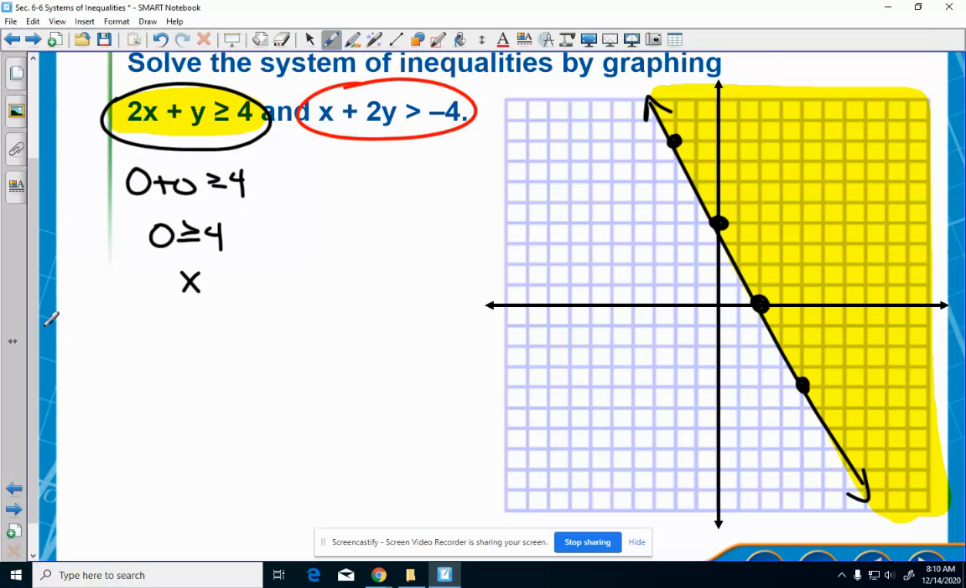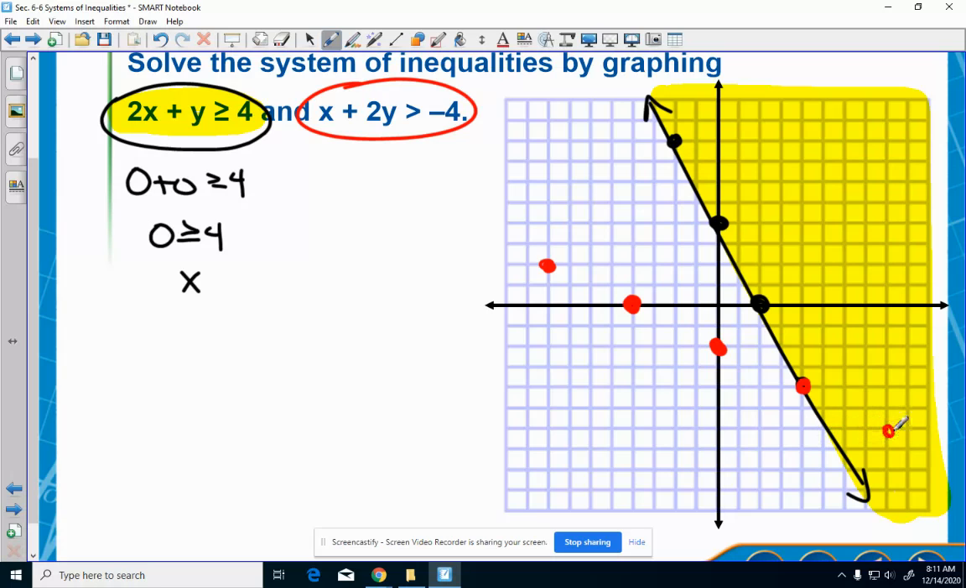Now, if I take a look at this one here, I can do the same thing. If I cover up y for a second, I look at that, it says x is -4. So 1, 2, 3, 4 units to the left on the x-axis. If I cover up the x and I just look at the y, it says 2y is -4, so that means y is -2. So there's that one. This inequality does not have an equal in it, so therefore it's going to be a dotted line. But again, if I just extend the slope so I can see the path a little bit better.